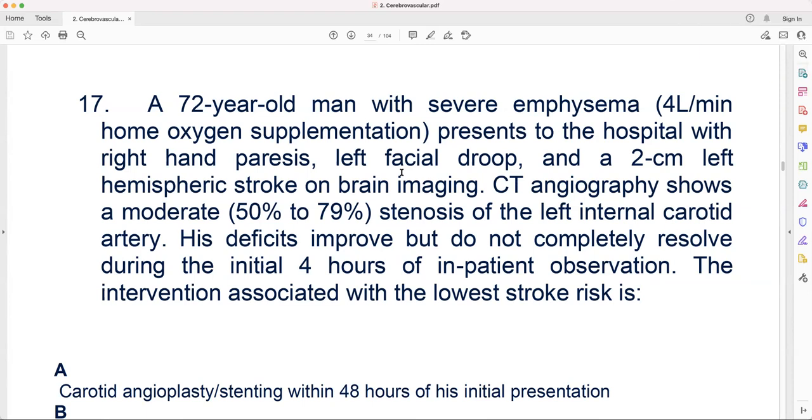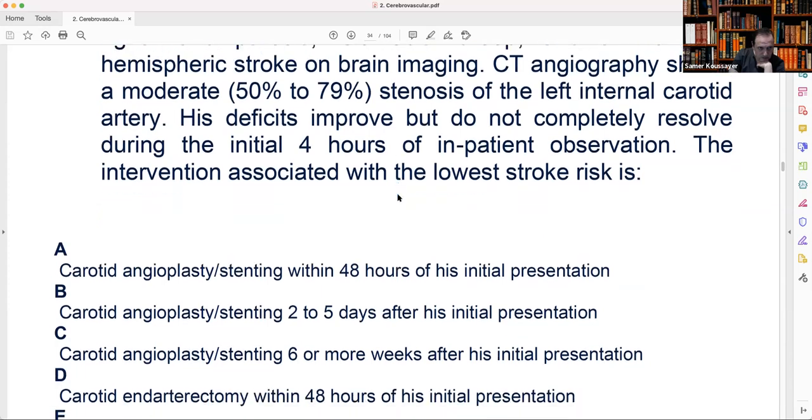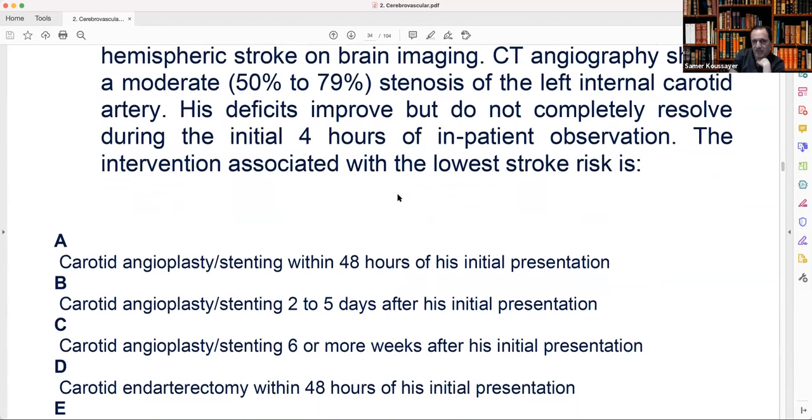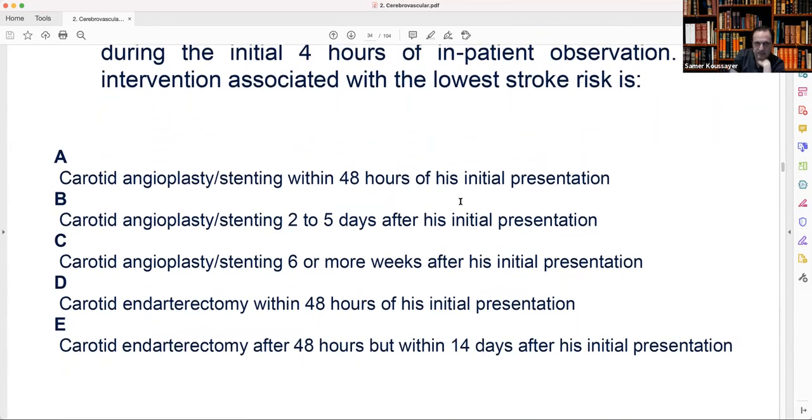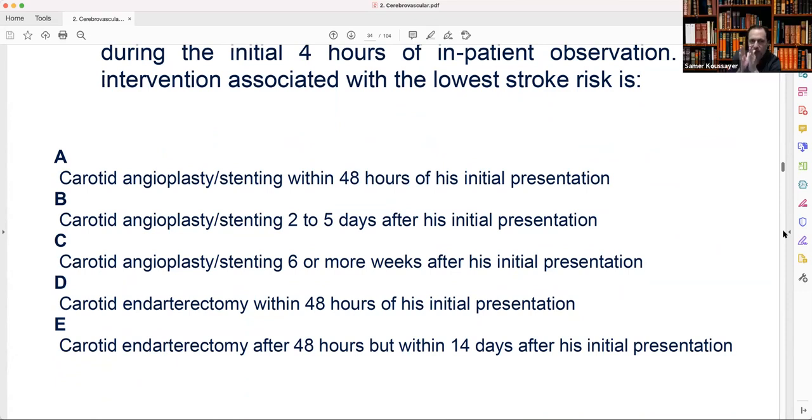All right. Well, let's see what's the question. We go one by one. So they want us to know what's the intervention with the lowest stroke risk. Okay. Let's start one by one. Right or wrong. Carotid angioplasty stenting within 48 hours of the initial presentation, still too early. I said we have to avoid this 48 hours. So it's not. We have to wait at least 2 days.